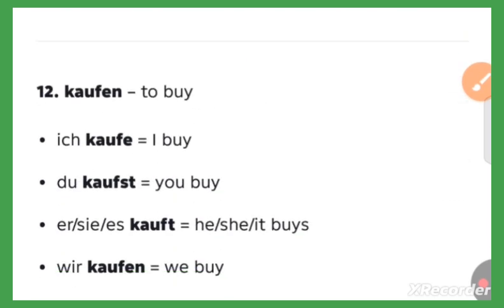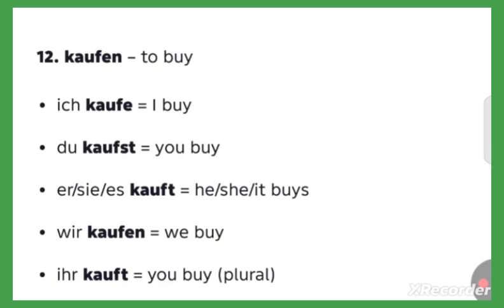Kaufen is to buy. So kaufen, ich kaufe, I buy. So ich kaufe whatever you're buying. If it's you, du kaufst whatever you're buying. Er, sie, es kauft, etc. All those kinds of things.